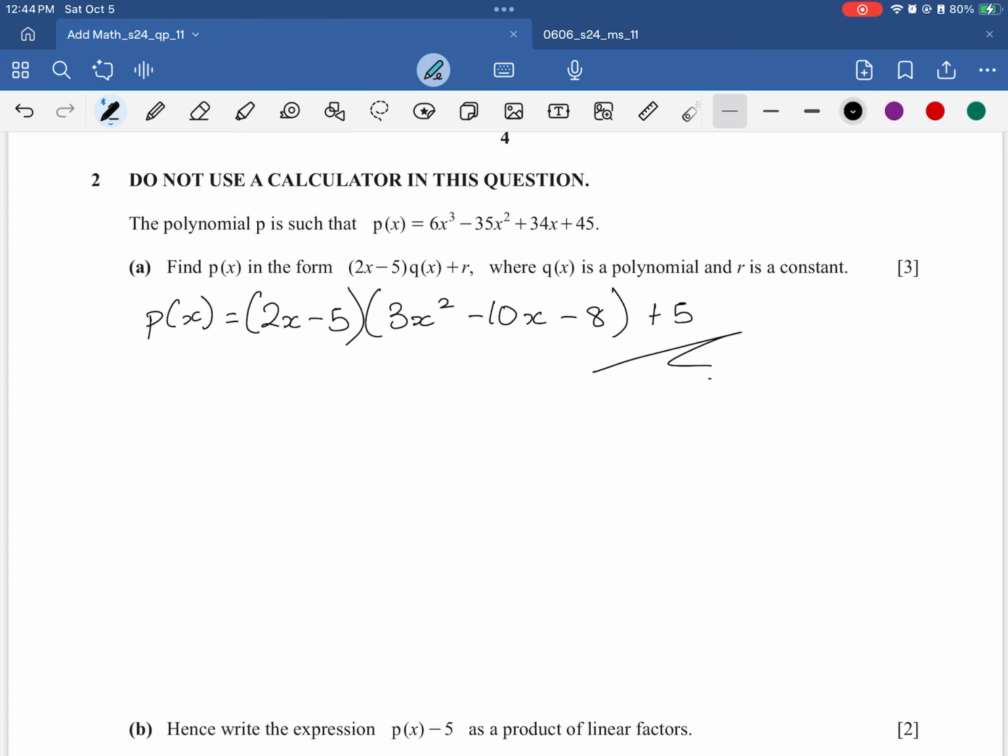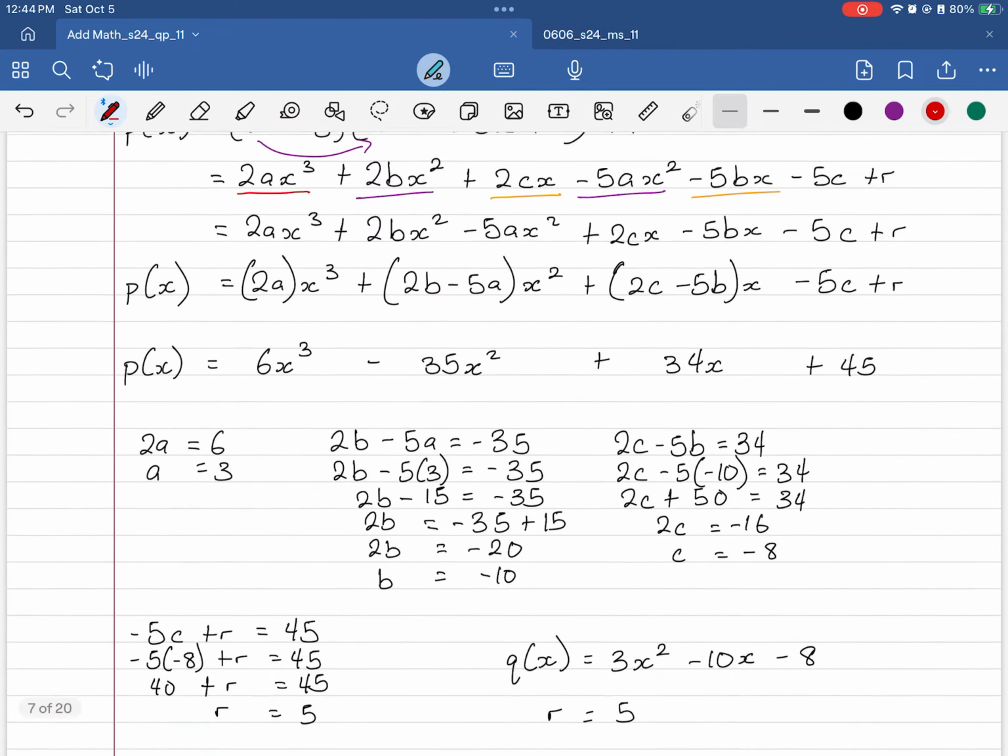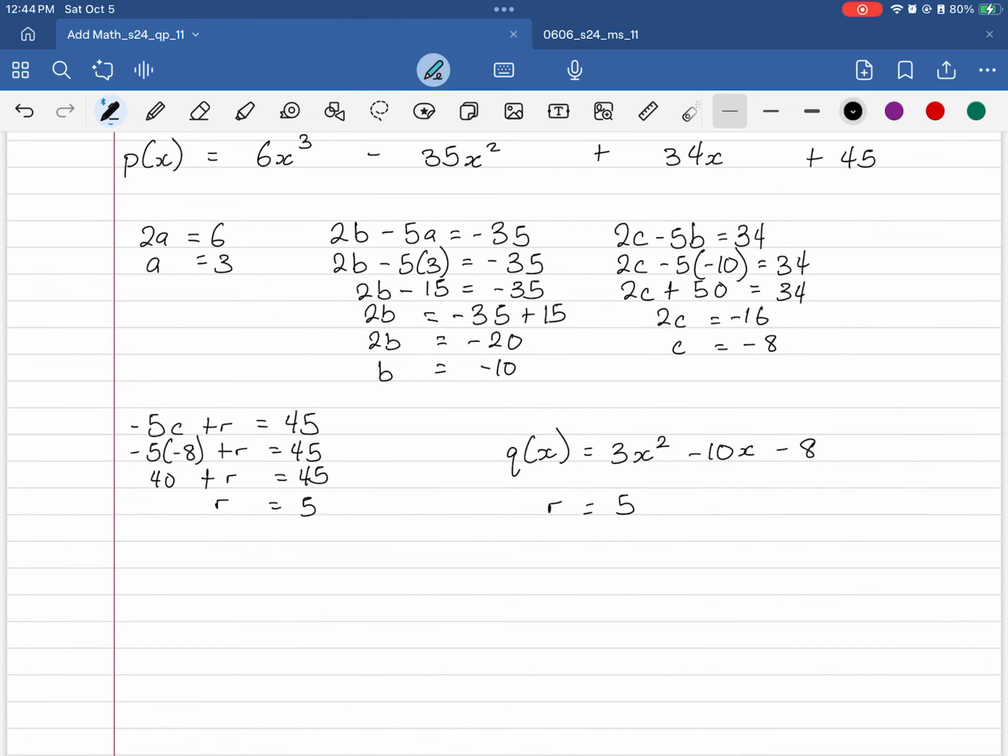So you found q of x. This is q of x. And this is r. So that's the first method. I haven't forgotten. I'm going to do the long division method. That's the second method.